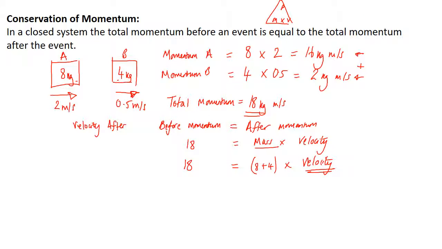Now at this point, we can get this velocity after the collision on its own. We can rearrange this equation. So here, if we've got 18 for the momentum before, we can take this mass value over the equal sign. And remember, whatever we do to one side, we do the opposite on the other. So we're going to do 18 divided by 12, and that will give you your velocity after the collision. And so that comes out at 1.5 meters per second.